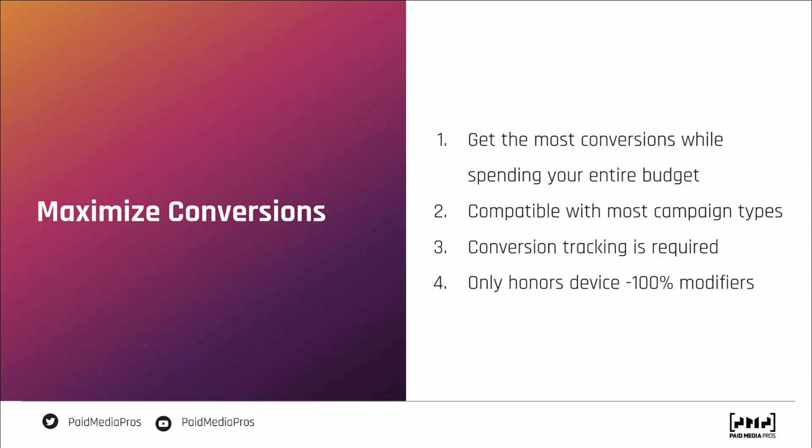This is going to feel similar to Maximize Clicks in that Google is trying to spend your entire daily budget, but rather than focusing on clicks, it's trying to get you the most conversions possible while using that entire daily budget. Just like every other bidding strategy in this conversion focus section, you must have conversion tracking in place for this to work. And this is compatible with most campaign types. The only thing is, you have very little control outside of just telling Google to get as many conversions as possible and spend my daily budget.